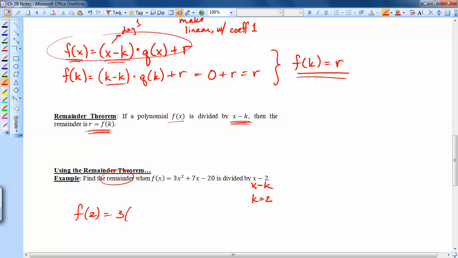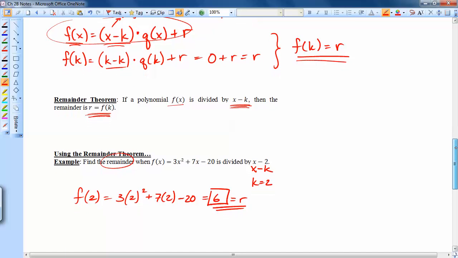So that's going to be 3 times 2 squared plus 7 times 2 minus 20. And if you work that out, that's 12 plus 14 is 26 minus 20. That's going to be 6. So my remainder is 6. That's much quicker than doing long division on that thing. Okay, so hopefully that makes sense.